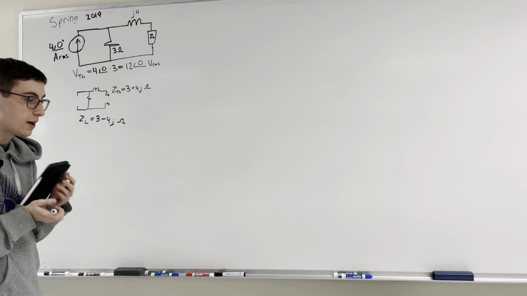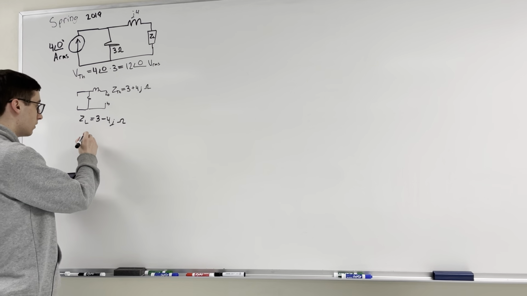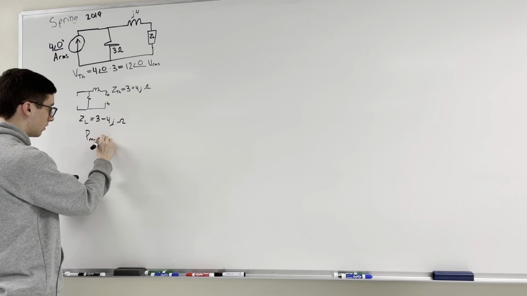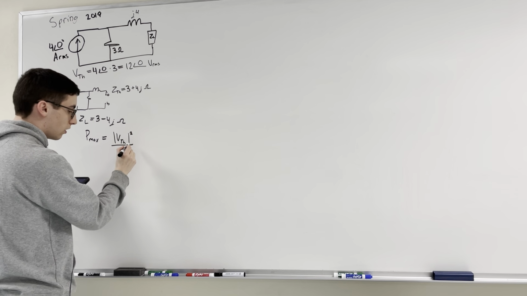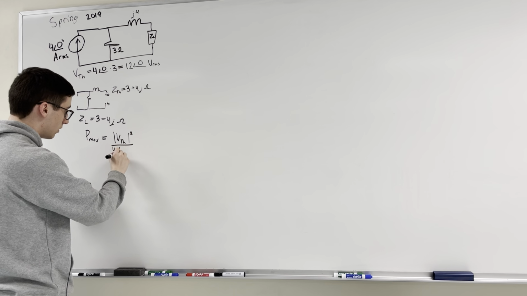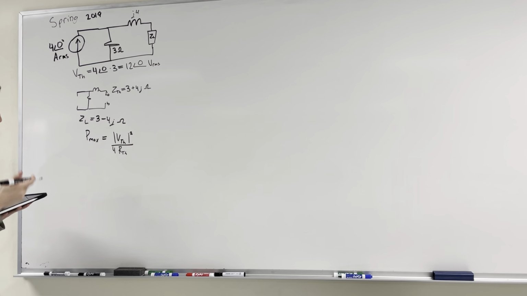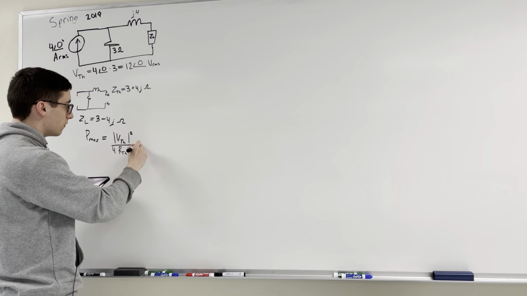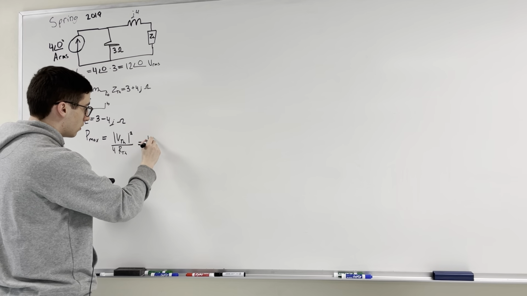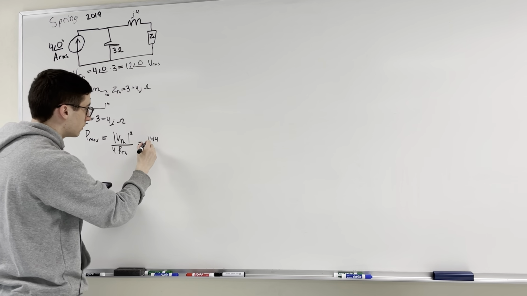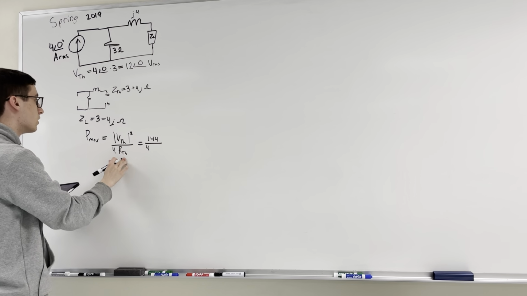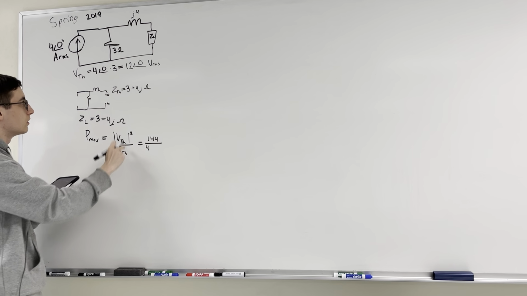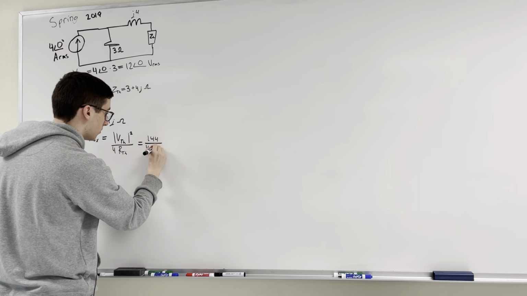All right, to calculate P max, it's simply going to be the magnitude of VTH squared all over 4 times RTH. Since this is in VRMS, we don't have to have that factor of 1/2. So VTH squared is just going to be 144, because VTH was 12 phase angle 0, all over 4 times RTH. It's not going to be ZL, it's just going to be RTH, so that's equal to 3.